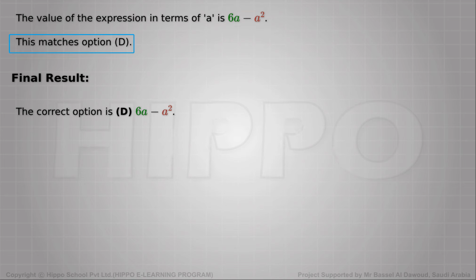Now, we just need to compare this to the multiple choice options we were given at the start. Our result, 6a squared, matches option D exactly. By using the difference of squares formula and clever substitution, we have found the correct answer.